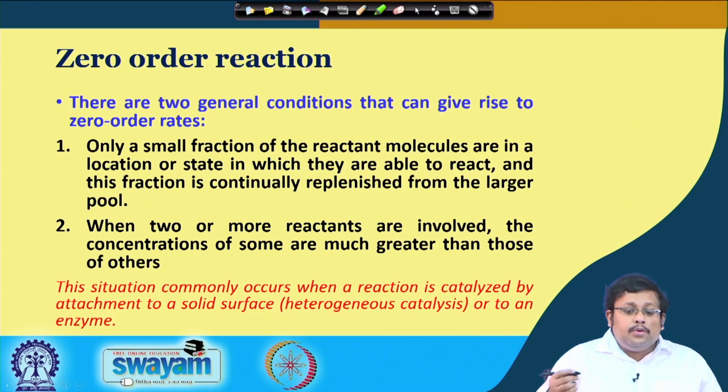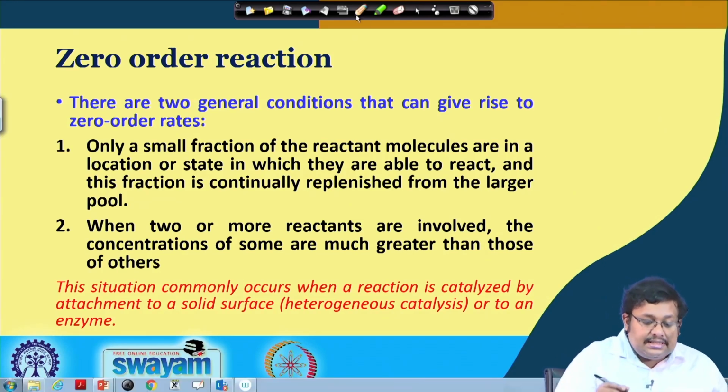Now, there are two general conditions that give rise to zero order rates. First of all, only a small fraction of the reactant molecules are in a location or state in which they are able to react. So, a very small fraction of the reactant molecules generally go through this zero order reaction. They are able to react, and this fraction is continually replenished from the larger pools.